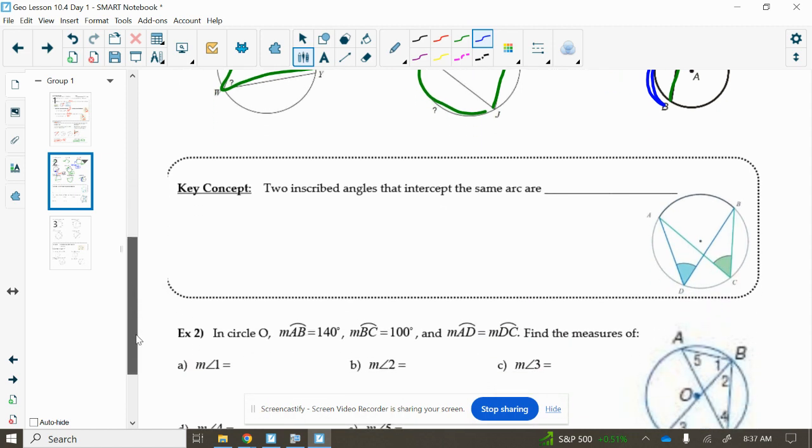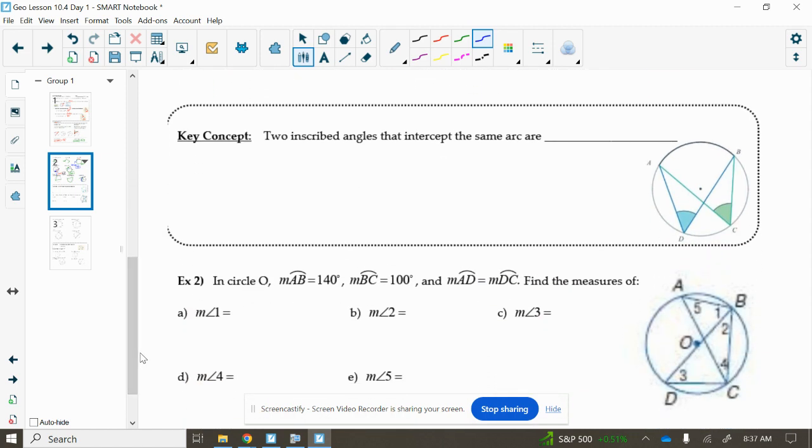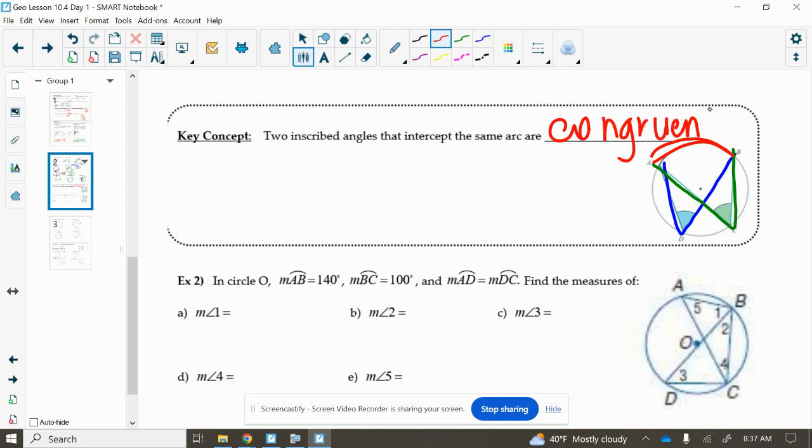Our next key concept of the day is looking at the fact that when we have these two inscribed angles opening up onto the same arc, so notice both of these open up onto the same arc, what we know is that those angles are going to be congruent to each other. They're going to have to be the exact same size. So in this case, angle D is congruent to angle C.